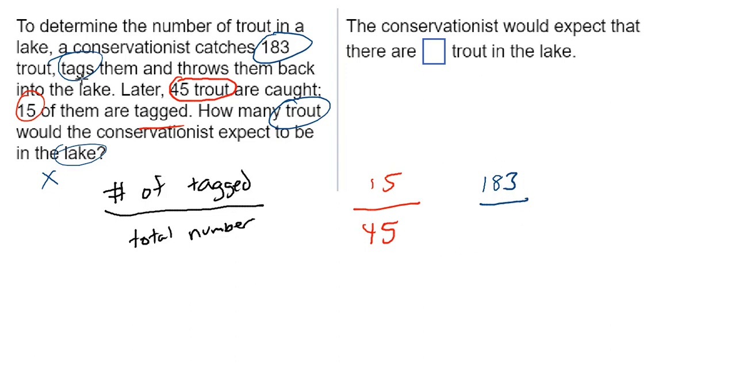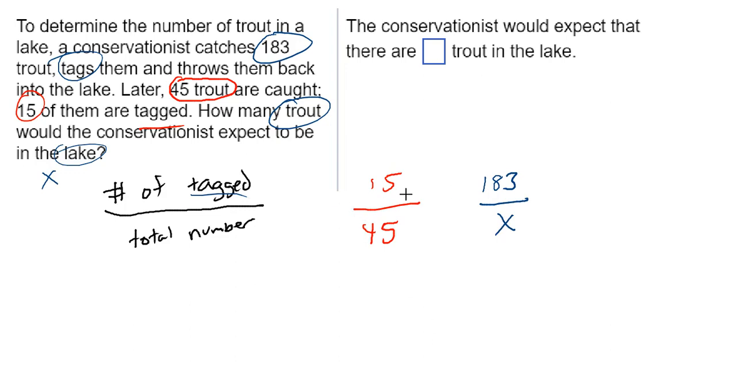It's the number of tagged fish out of the general population, which will be bigger than that, right? So 183, you want to pay attention to what that number is representing. It's the number of tagged fish. Tagged fish are going on top. The number of fish in the general population, that's the total number. That's going to go on the bottom.